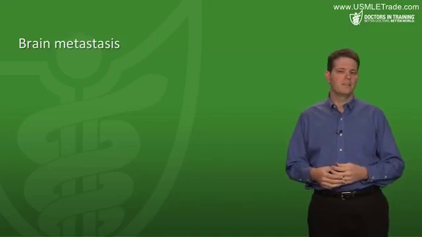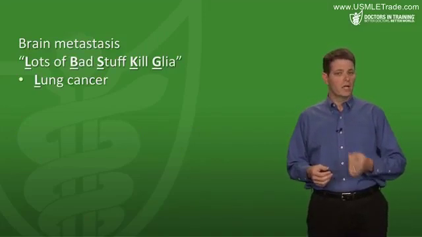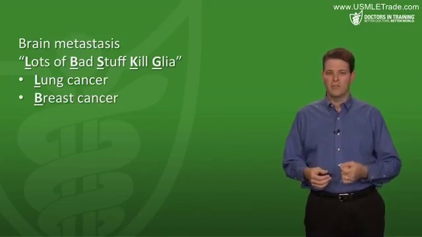Next up, let's talk about mets to the brain. About 50% of brain tumors are from metastatic disease. So if you're asked what's the most common type of brain tumor, the answer is mets. Now, the mnemonic for brain mets is lots of bad stuff kills glia. So the L is for lung cancer. The B in bad is for breast cancer.